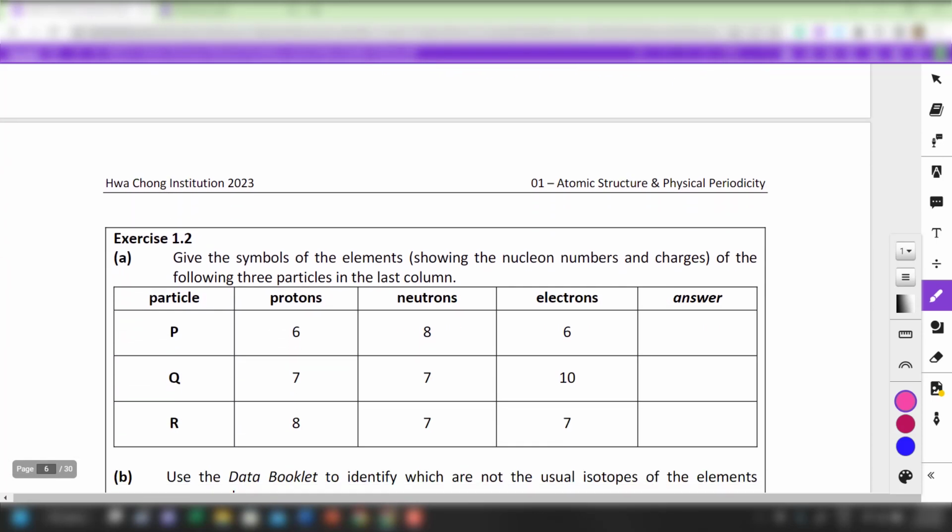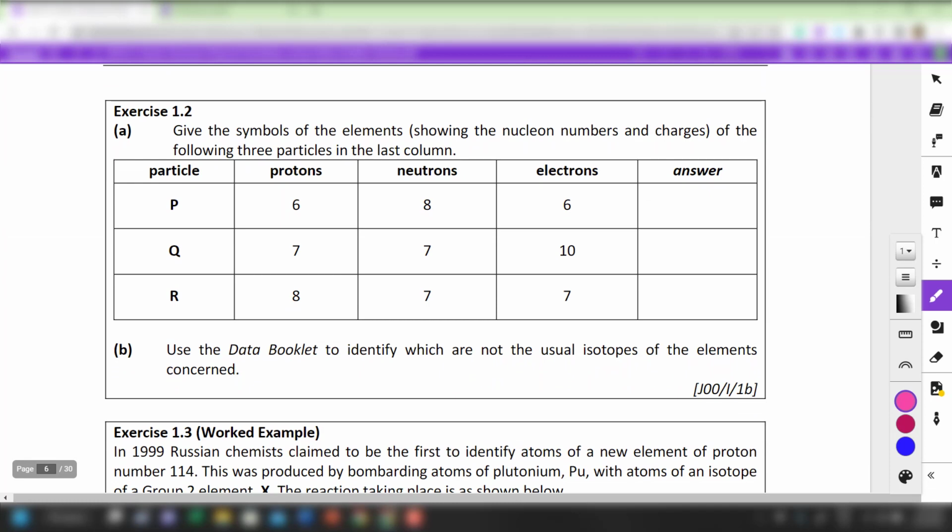Then next we have exercise 1.2 for you to work on. If you wish, you can just stop the video, and after you have worked on it, you can continue the video and look out for the explanation.